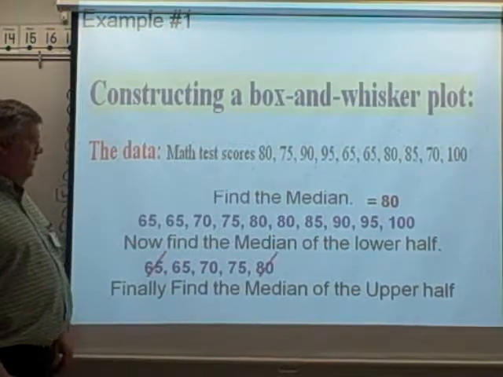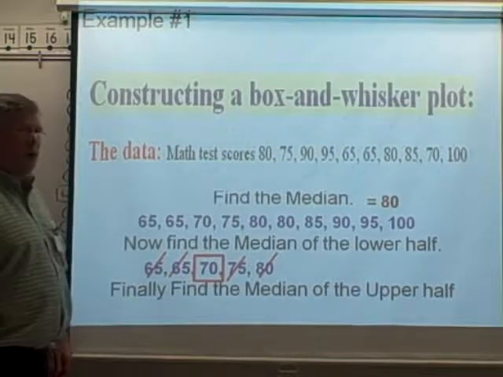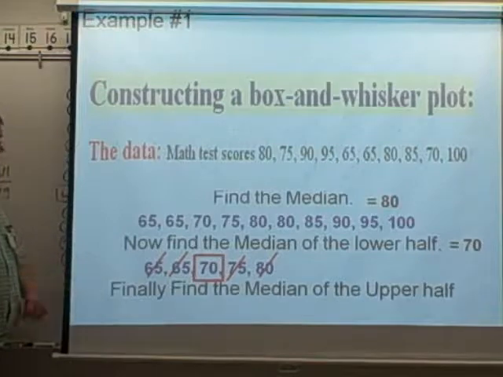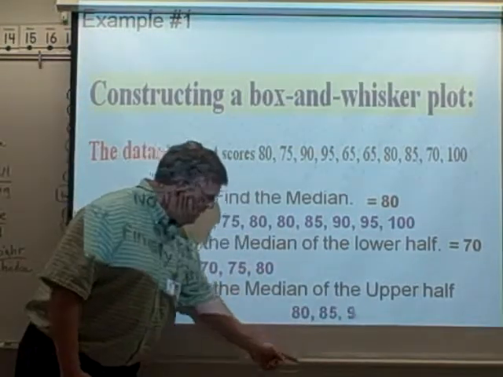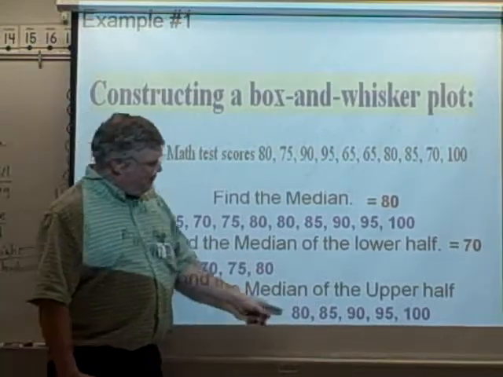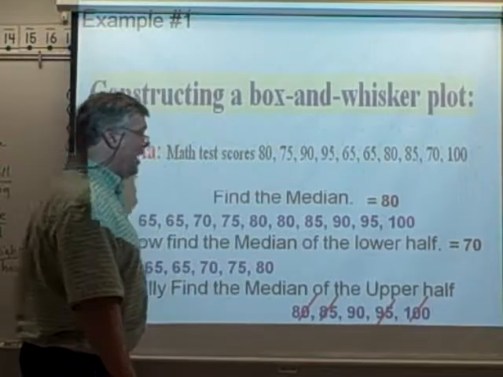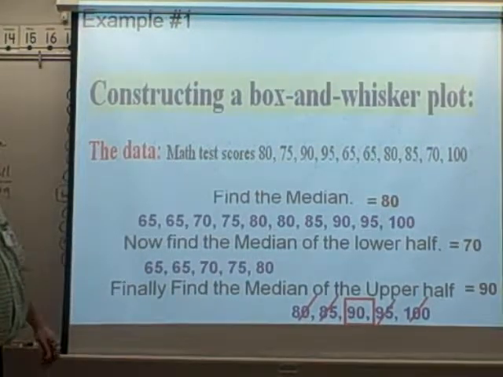All right, so here we have these 5 numbers. You strike off 1 from each side, bam, bam. We're left with 70. 70 is the median of your lower half, which is your lower quartile. Finally, find the median of the upper half. To find the median of the upper half, we take that upper half of data, bring it down here. We're going to cross off 1 from each side, bam, bam. We're left with 90. So 90 is the upper quartile, or the median of the upper half of the data.